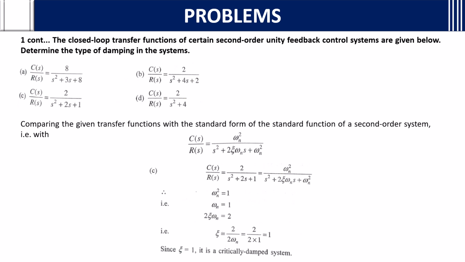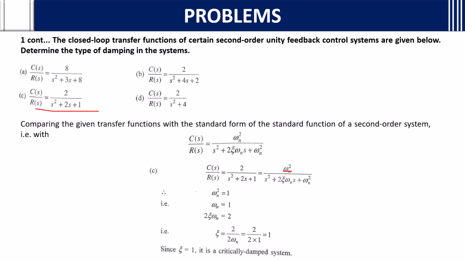We'll see the third question. Here one more important point I need to tell you: while comparing, don't compare omega n square directly with the number in front. Why? Because maybe it is 2 into 1, then omega n will become 1. This 2 is just a multiplication factor of the equation, maybe like 2 into omega n square. So 2 is just a multiplication.